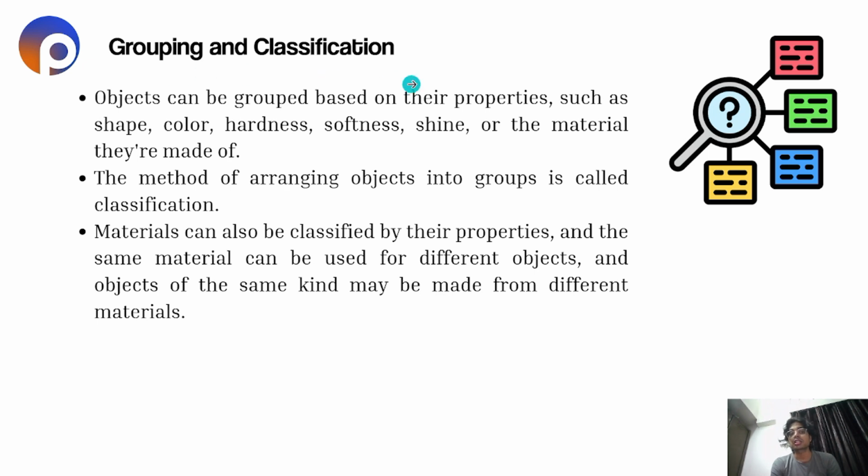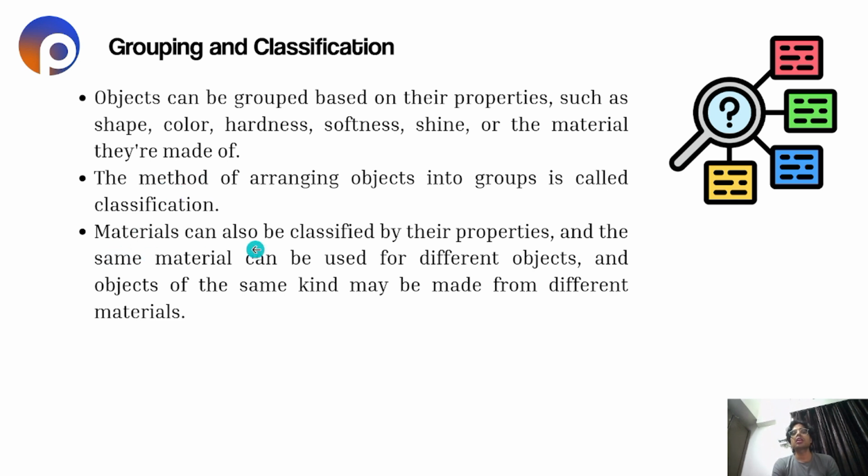Grouping and classification. Now, objects can be grouped based on their properties such as shape, color, hardness, softness, shine, or the material they are made of. So they can be grouped by shape, color, hardness, softness, shine, or the materials they are made of. The method of arranging objects into groups is called classification. So the method by which we group different things or objects or arrange them is known as classification.